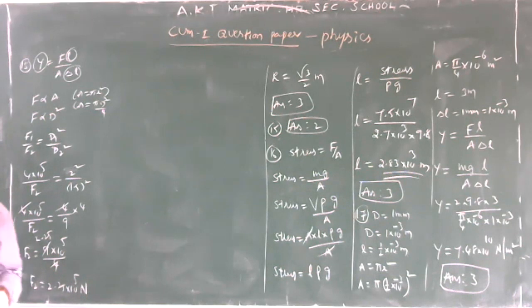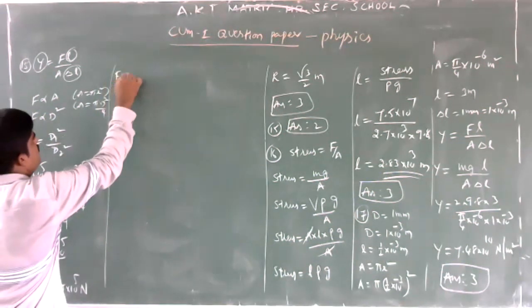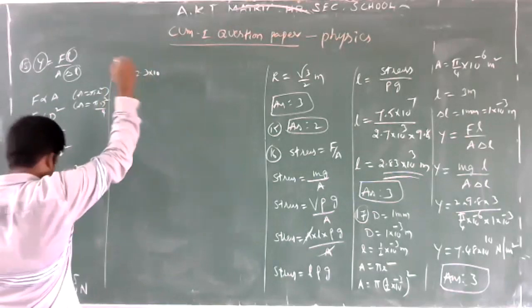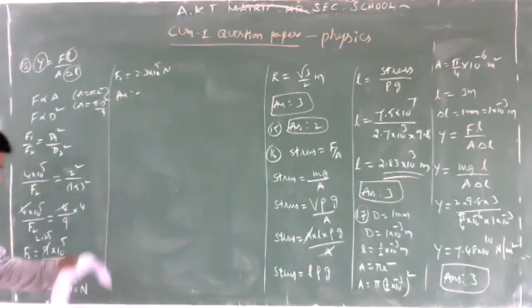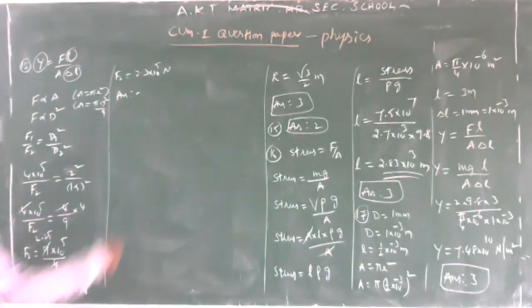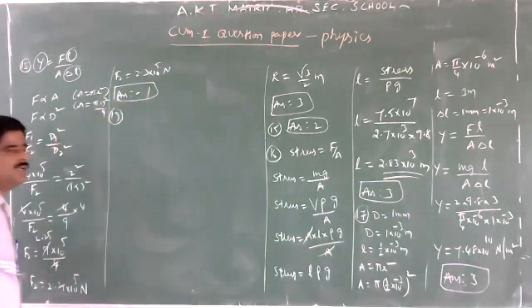So, for the second wire, how much braking force is required? 2.25 into 10 to the power of 5 Newton. F3 is equal to 2.3 into 10 to the power of 5 Newton. So, which option is correct for 18? First option. First option is correct. Next, 19th question.